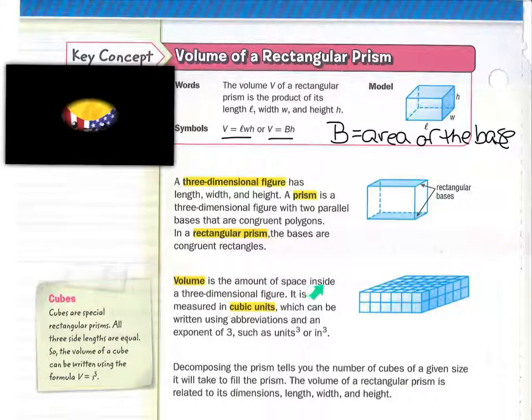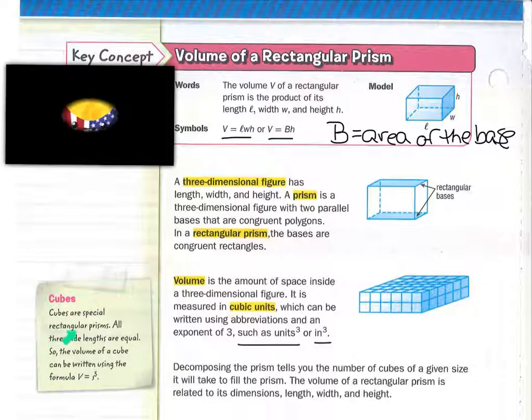Volume is the amount of space inside a three-dimensional figure. It is measured in cubic units, which can be written using abbreviations and an exponent of 3, such as units to the third power or inches to the third power. Okay? That's really important to remember. In area, we use square units with an exponent of 2. With volume, we use cubic units with an exponent of 3.